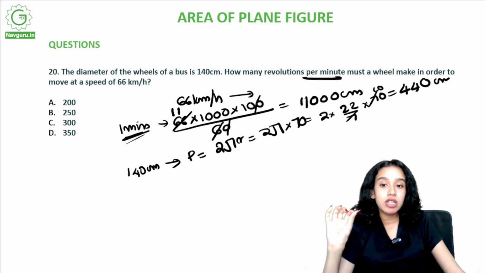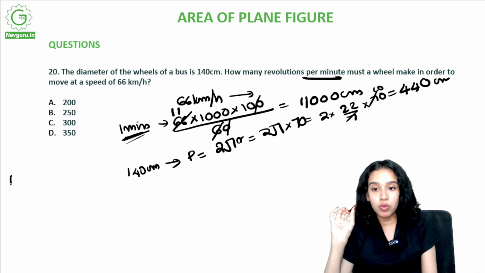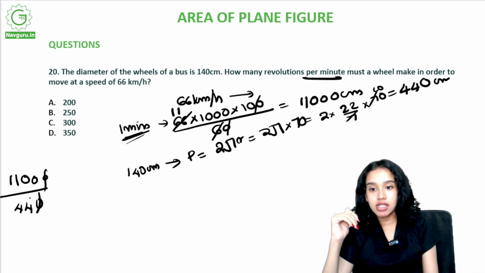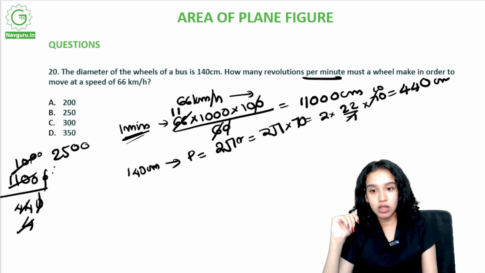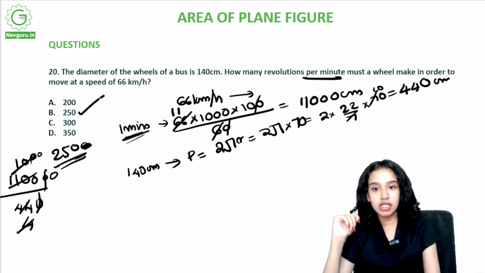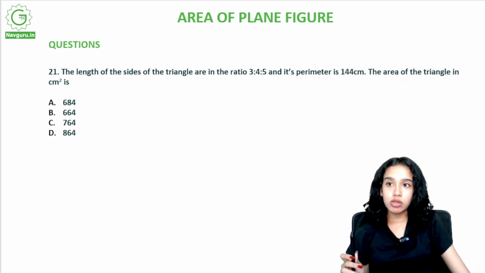So the number of revolutions in 1 minute would be equal to 11000 divided by 440, right? Let's cancel this out by 11. We'll get 4 and we'll get 1000, and 4 and 1000 would cancel out to give 250. So the answer is 250. Now, let's solve the next question.